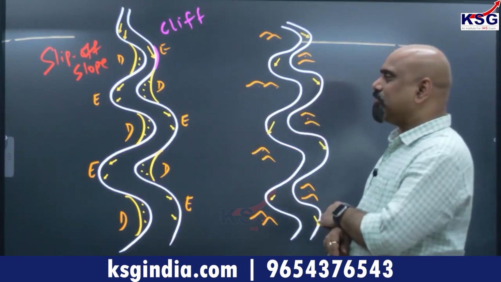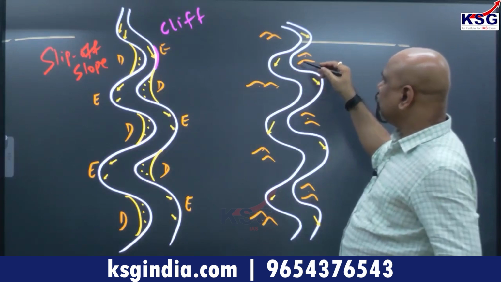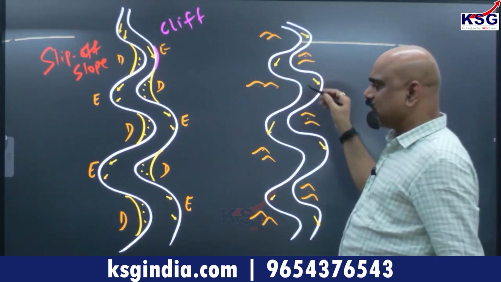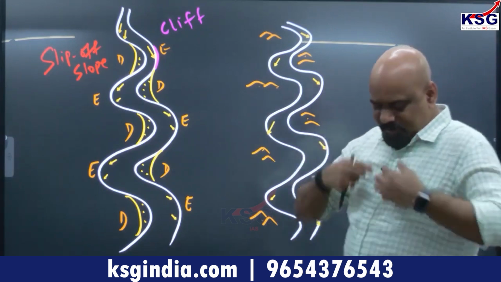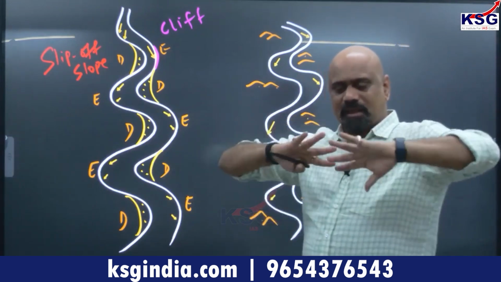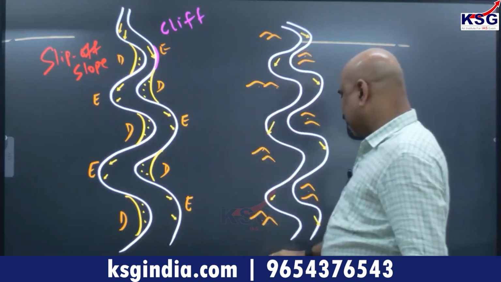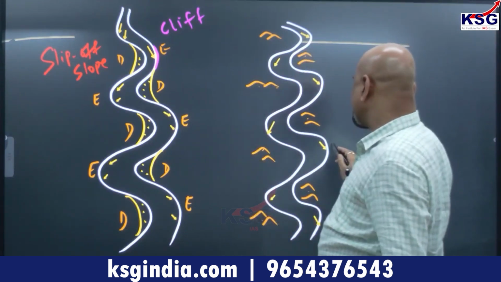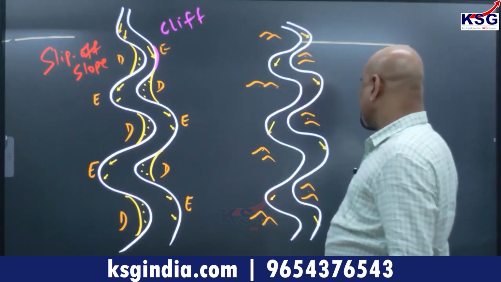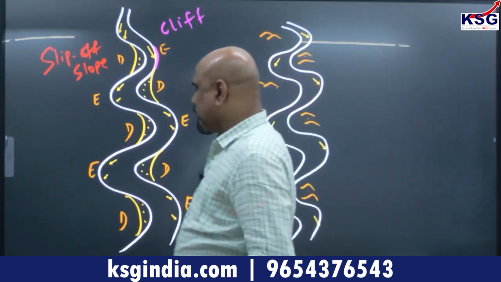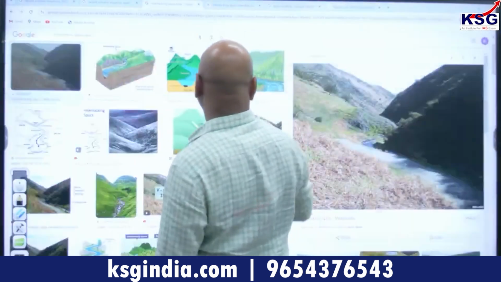So erosion means cliff, deposition means slip of slope. Let us say, look, cliff, slip of slope, like this it is there. In this type of valley, as in a chain, you have interlock, like this type. That is what is called an interlocking spur. Can you see this? It looks like interlock, no? This type of landform shape is called an interlocking spur.